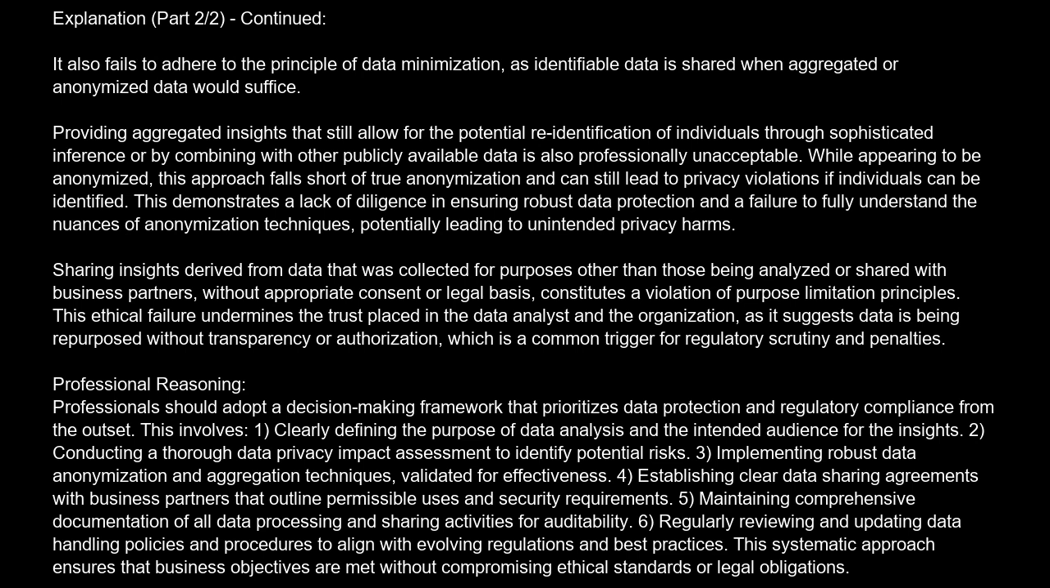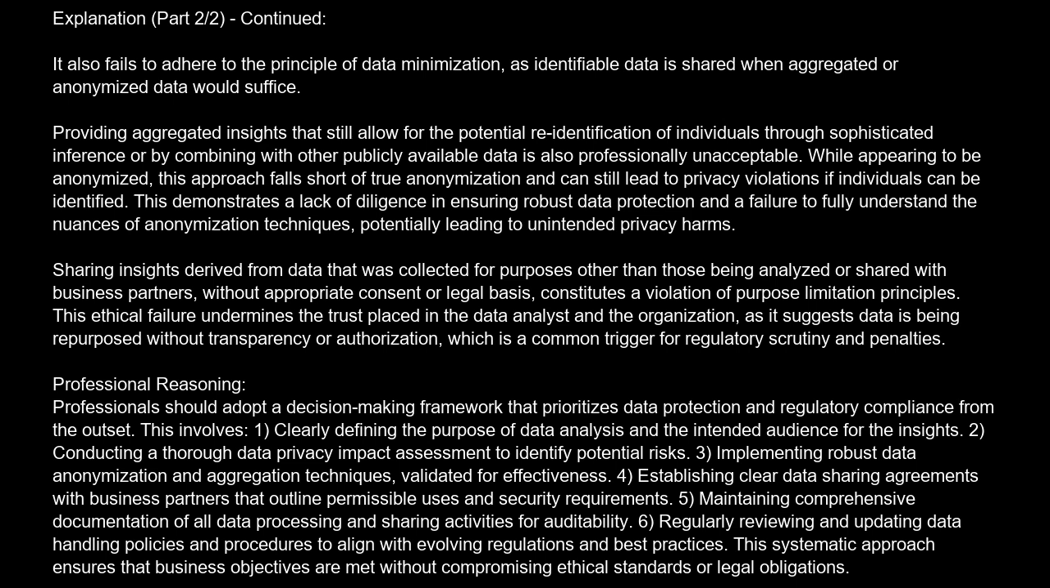data would suffice. Providing aggregated insights that still allow for the potential re-identification of individuals through sophisticated inference or by combining with other publicly available data is also professionally unacceptable. While appearing to be anonymized, this approach falls short of true anonymization and can still lead to privacy violations if individuals can be identified. This demonstrates a lack of diligence in ensuring robust data protection and a failure to fully understand the nuances of anonymization techniques, potentially leading to unintended privacy harms.